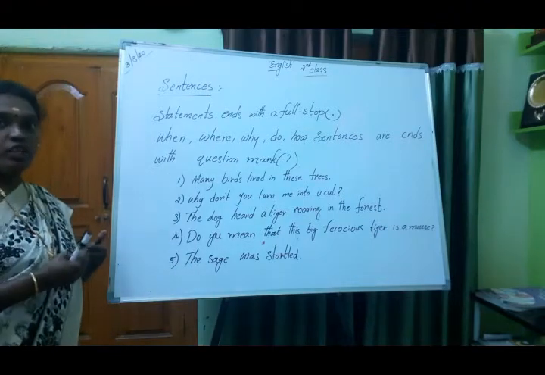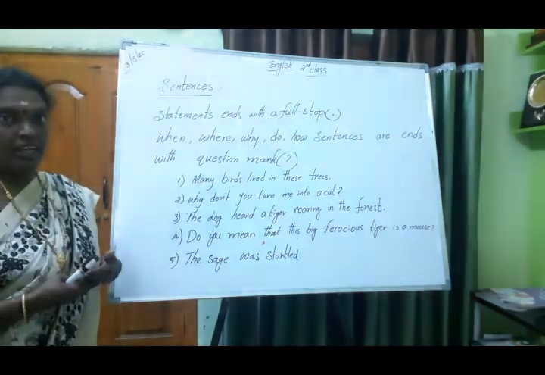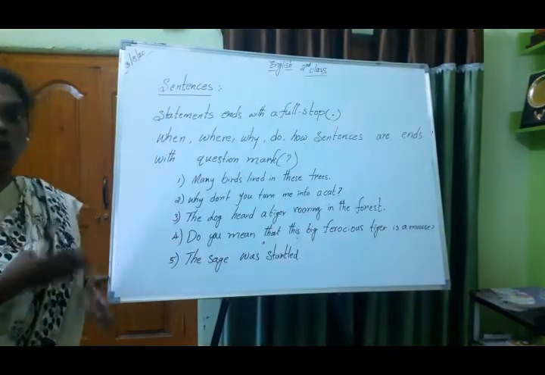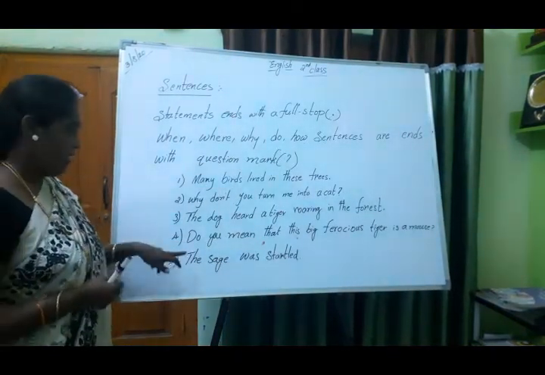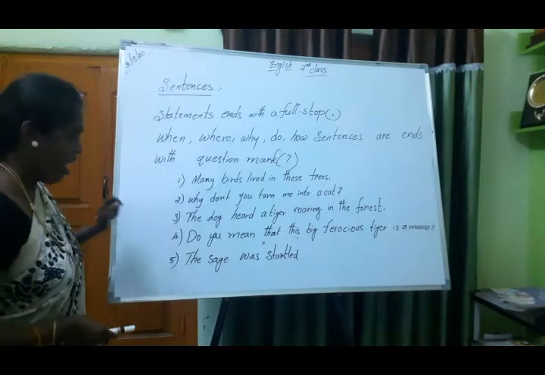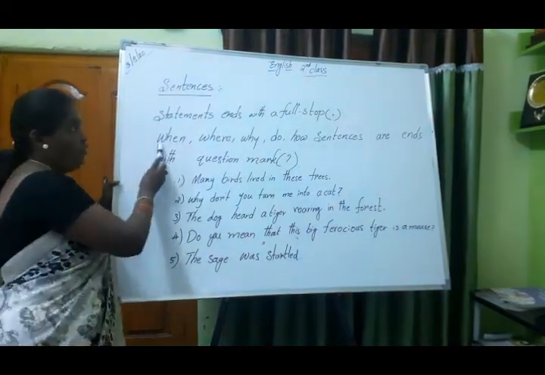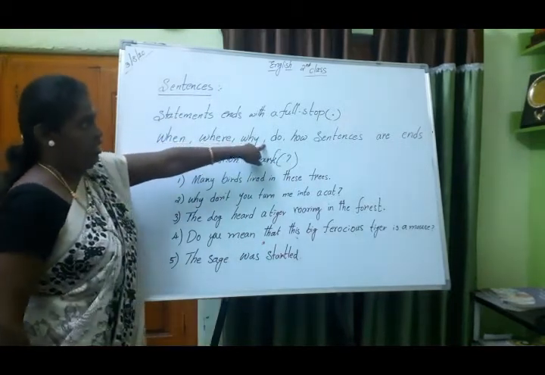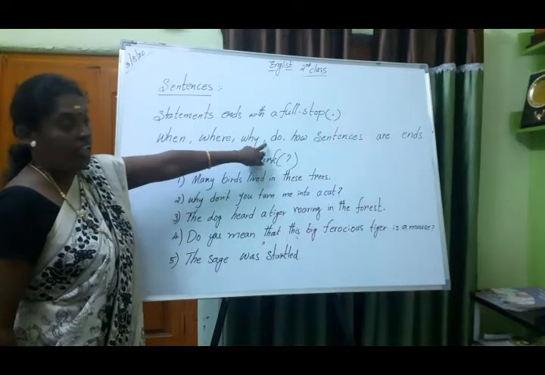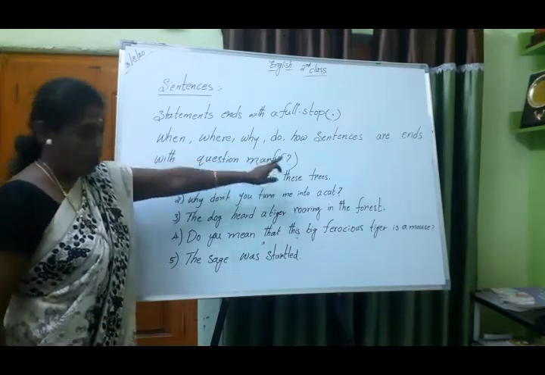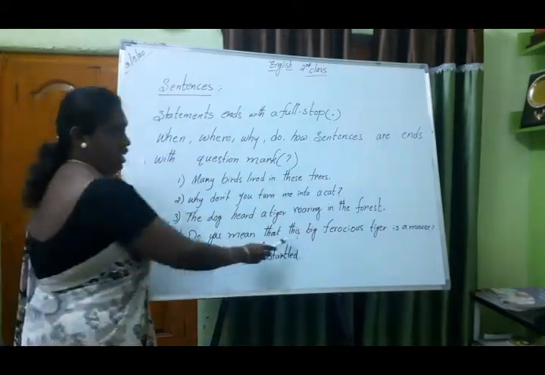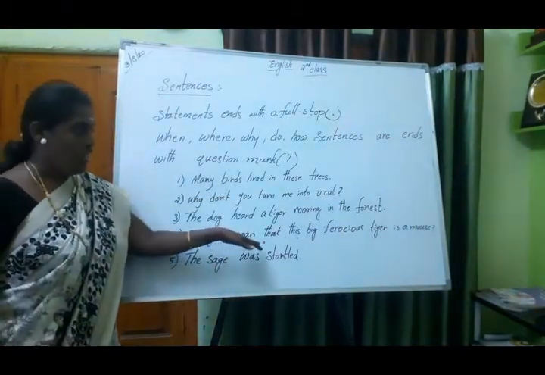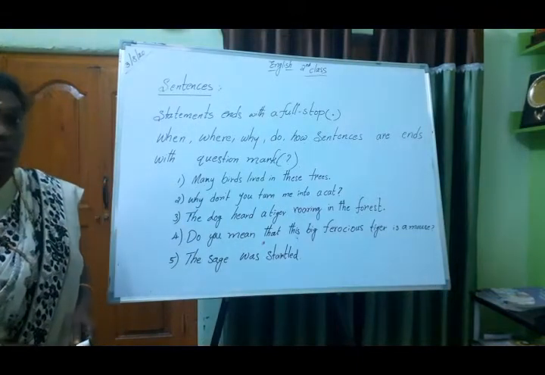The crow is telling the parrot no. In the lesson we have seen no. If a sentence starts with what, children? It will end with a question mark. See here: Do you mean that this big ferocious tiger is a mouse?